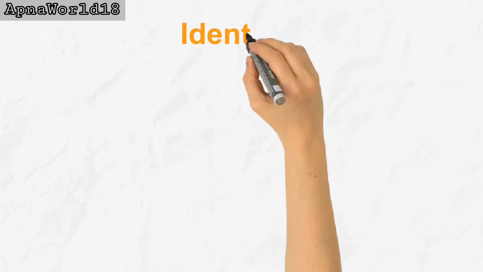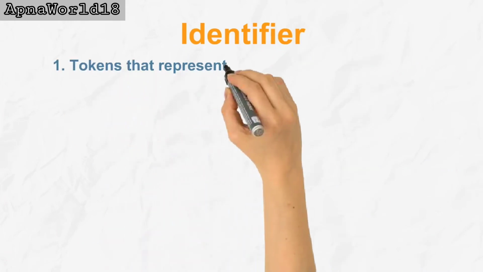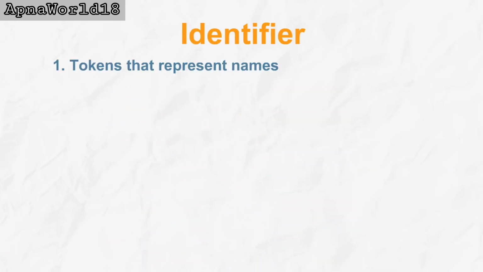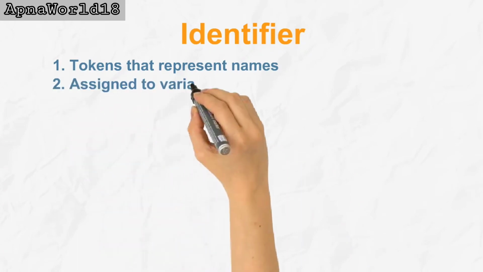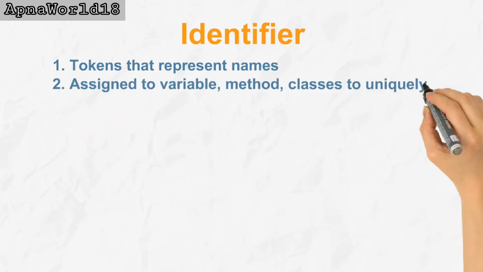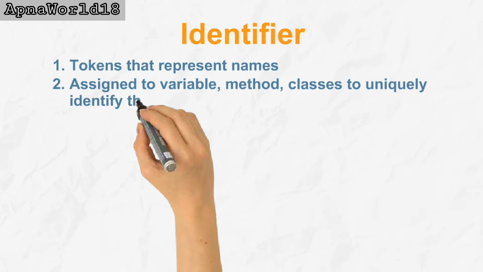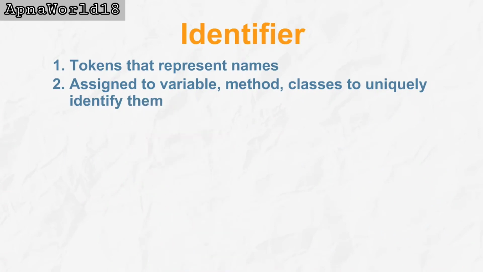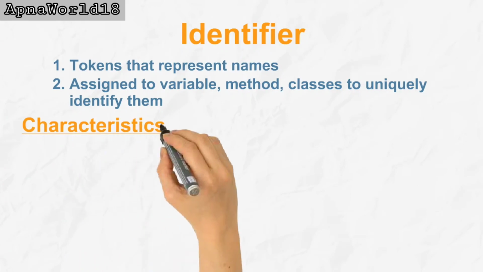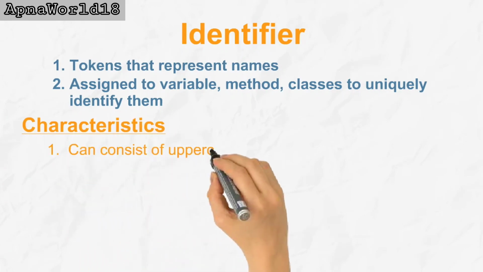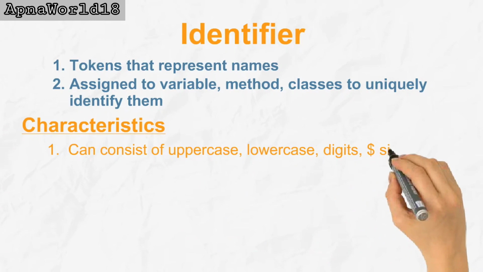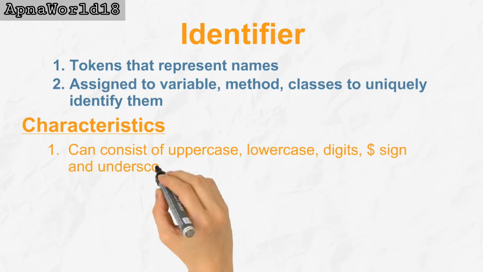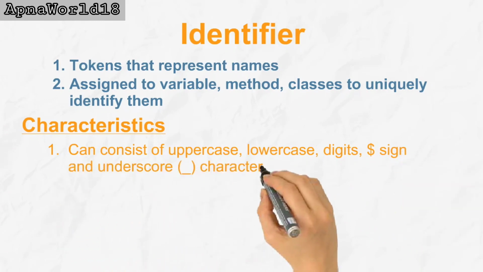Let's now see what an identifier is. Identifiers are tokens that represent names. These names can be assigned to variables, methods, and classes to uniquely identify them to the compiler. A Java identifier must have the following characteristics. It can consist of uppercase, lowercase, digits, the $ sign, and the underscore character.